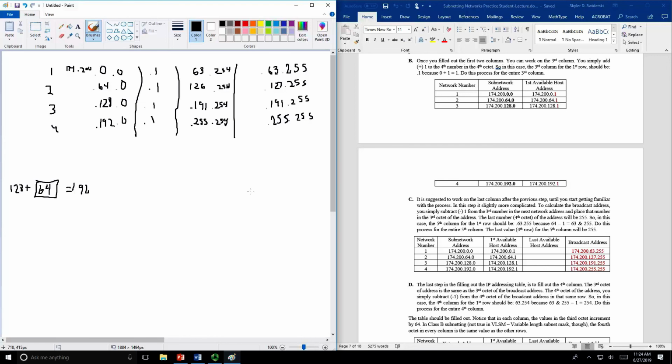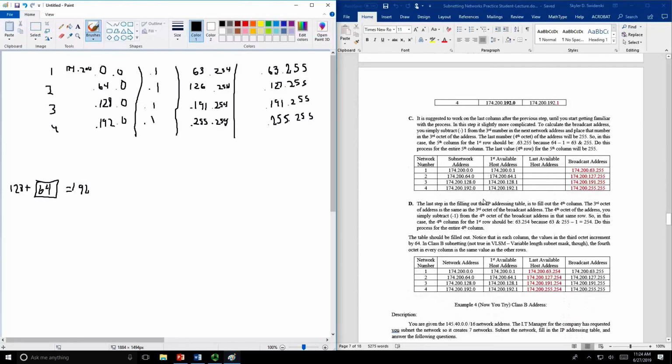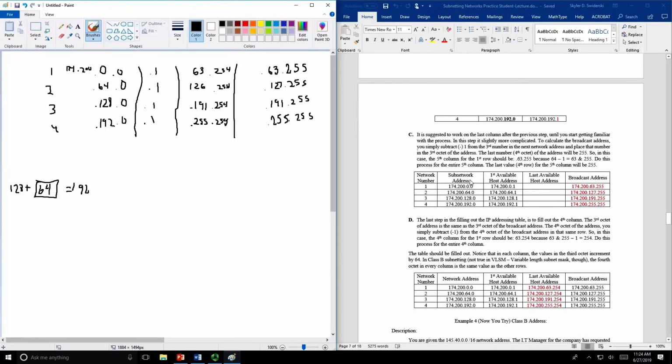All right, and that is our IP table. So that goes over the details of the steps there. I hope that was pretty straightforward. Same principles, just a little bit different.